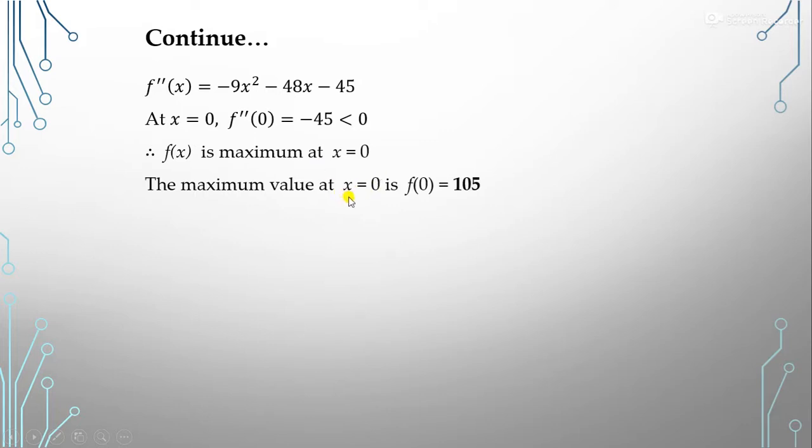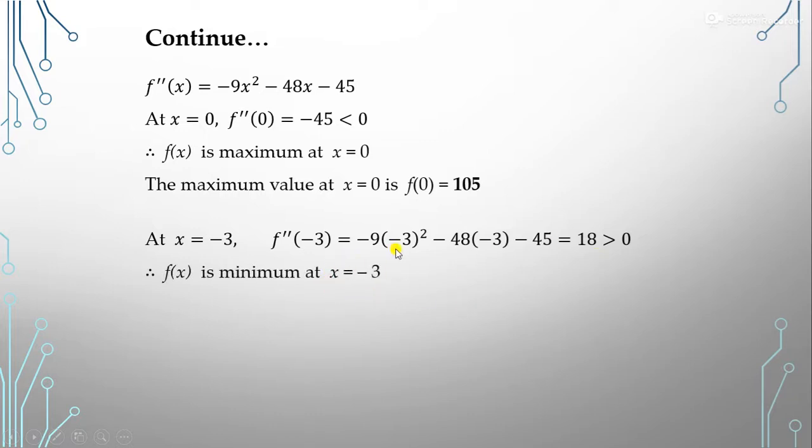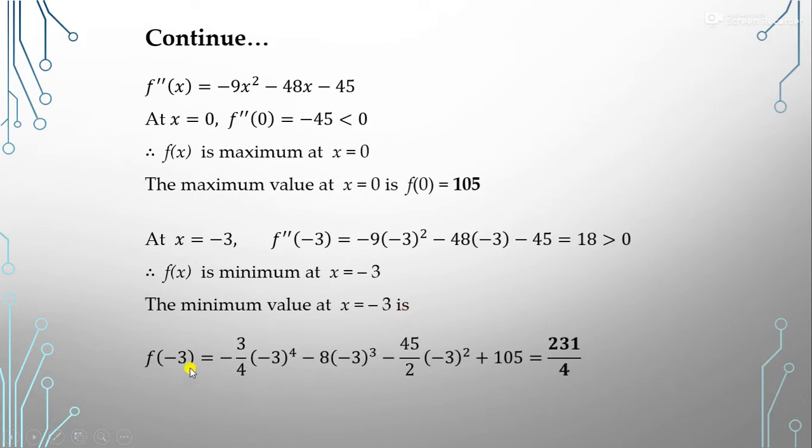Now we have the other two points. Check at x = -3 what the second derivative value is. This is positive, meaning greater than 0. So at x = -3 our function is minimum. The minimum value at x = -3 is found by putting x = -3 in the given function f(x), and you will get 231/4. This is the minimum value of the function at x = -3.